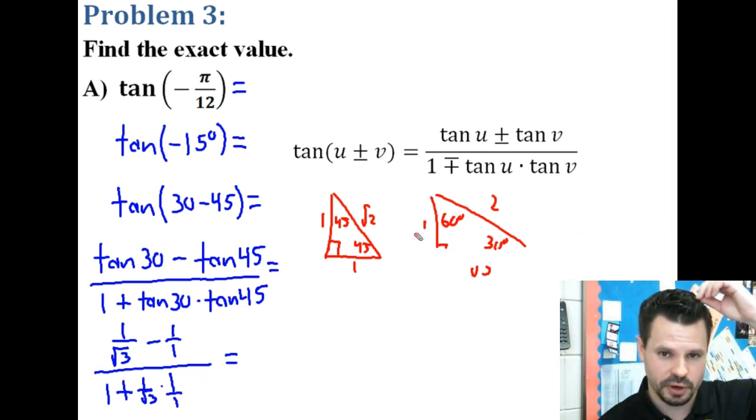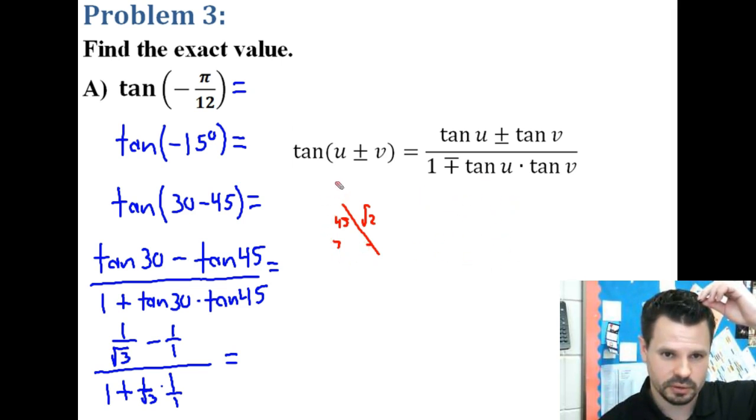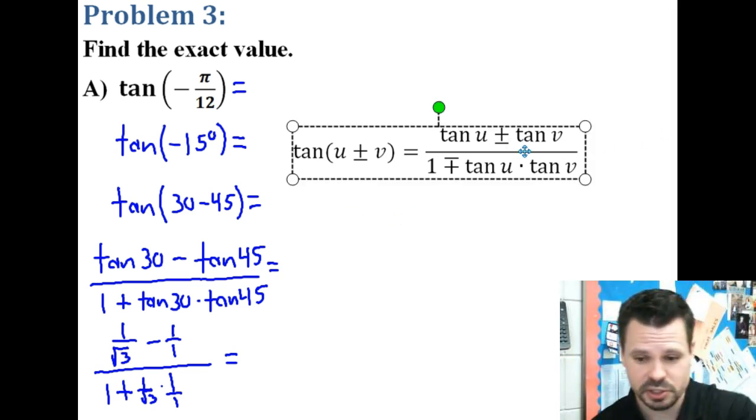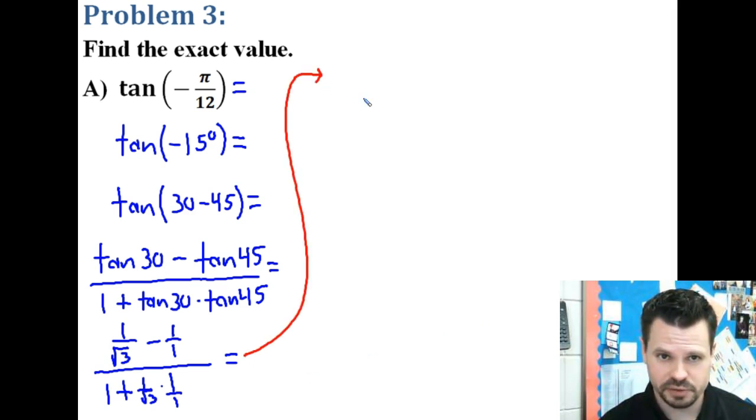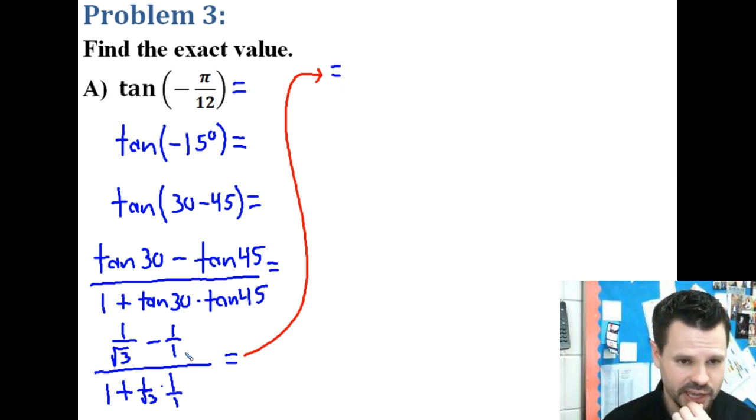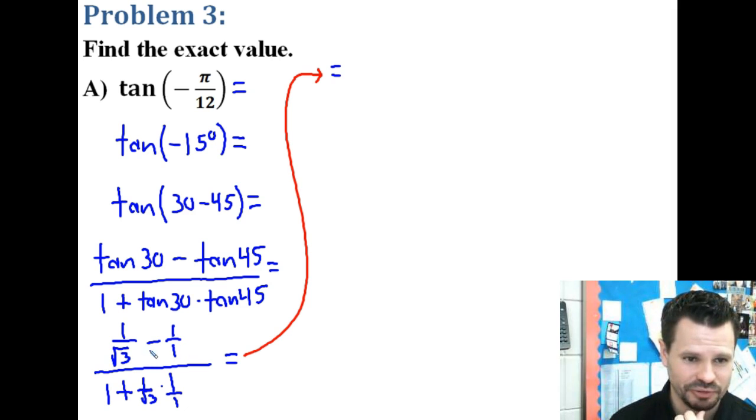So we're done with our special right triangles. I'm going to get those out of the way just so I have room to work. And I'm done using the identities. I'm just going to get that out of the way as well. And let's keep working up top here. First thing I want to do is combine these fractions in my numerator and denominator. To do that I'll need a common denominator.